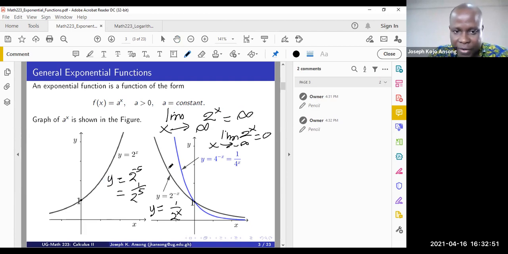This is how the graph of the exponential function looks like. Okay. Now, not just 2, this could have been any number, right? It is a to the x, as long as it's not 0, right? As long as it's positive.